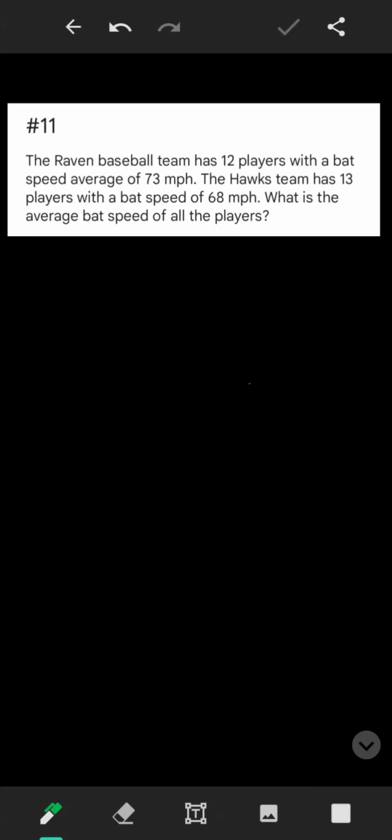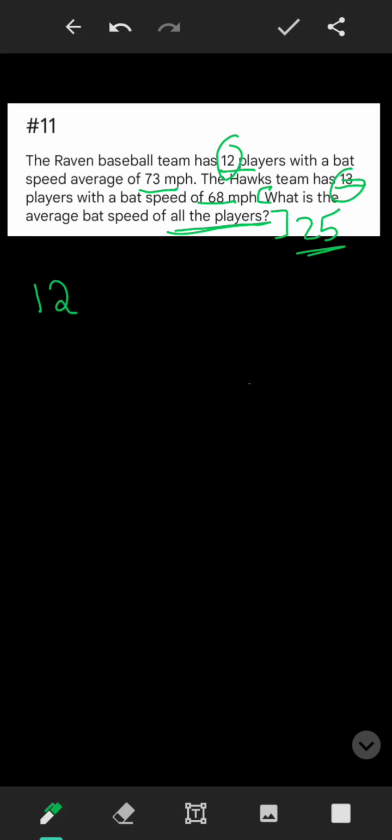So the Raven baseball team has 12 players with a bat speed average of 73 miles per hour. Then the Hawks has 13 players with a bat speed of 68 miles per hour. What is the average bat speed of all the players? So they want 12 and 13. They want everybody, okay? Everybody. Let's remember that. How many players do they want in all? All 25 players.